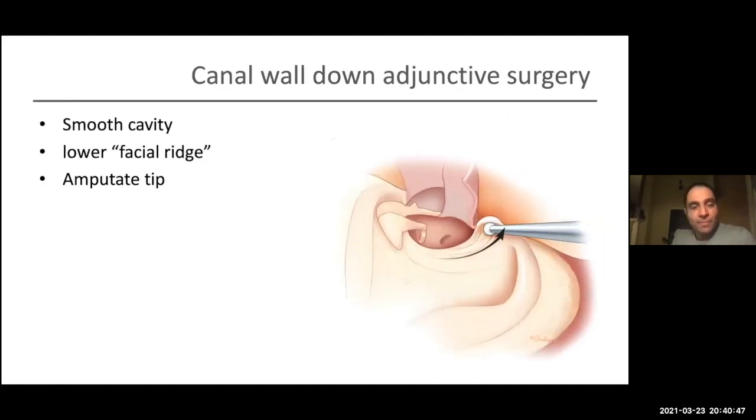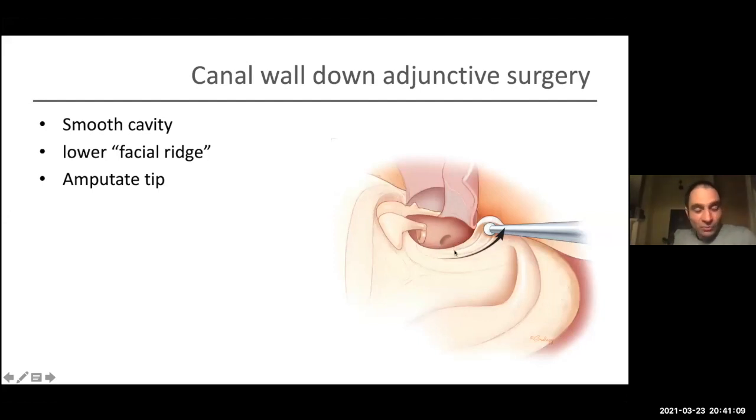So once you've done your mastoid cavity, you need to smooth it out to make sure there's no bony ridges. You need to lower what's called the facial ridge. The facial ridge is actually a misnomer. It's actually the external auditory canal. So the facial nerve runs just behind the external auditory canal, and the facial ridge is actually the external auditory canal. People sometimes leave that high.